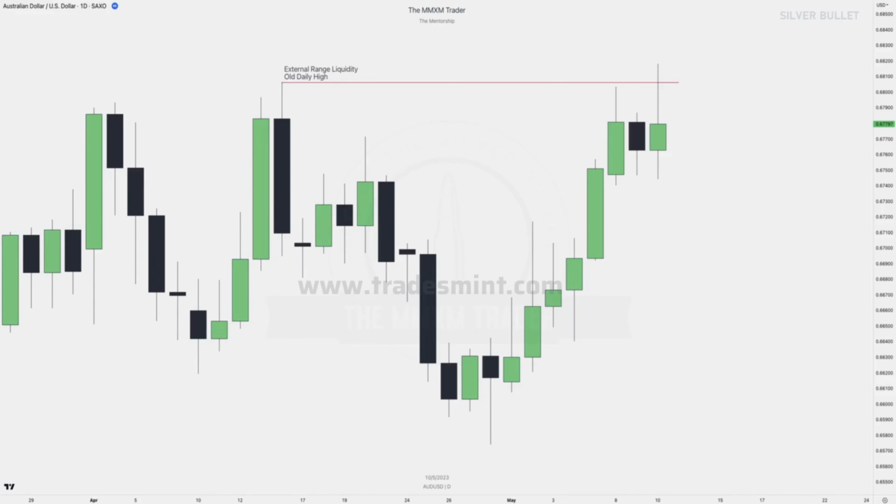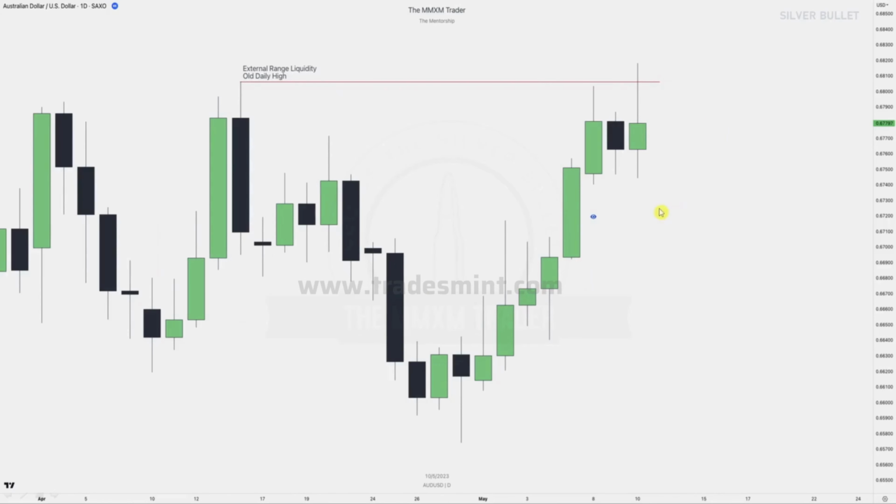Right, so we've got an Australian dollar, US dollar daily chart. Again, keep in mind every time, external range liquidity into internal range liquidity. We rate this external range liquidity, the old daily high. Where does your eye go to? We have an imbalance down here, so our draw on liquidity is down here. So now we know this high over here is unlikely to get traded into again, and our next draw on liquidity is to fill up an imbalance or reprice into a fair value gap, right?